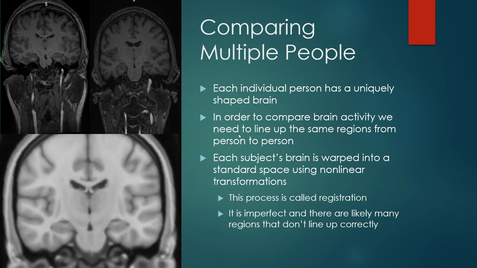And what we do is we warp everybody's brain to fit this template. So the shape is warped completely, and it's nonlinear. We'll stretch out some sulci and some gyri, and we make everybody's brain look the same shape so that we can line things up. The problem is that, as you can probably tell, this is not a perfect system at all.